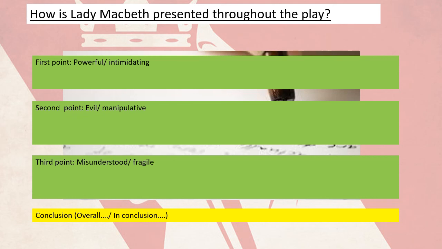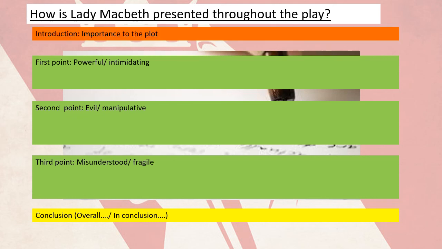And then if you have time, you go back and write an introduction, and you talk about the character or the theme, dependent on the question's importance to the plot. So my top tip for you would be to leave a physical space on your page when writing an essay like this, so that in the last 5 minutes or so, you can go back and write a very quick introduction.